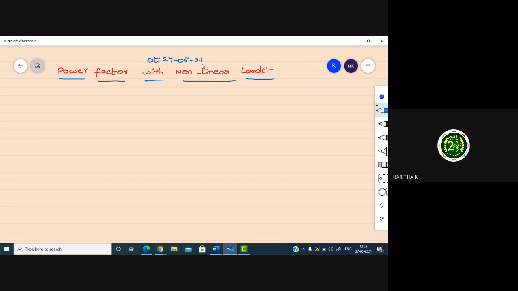So first of all, what is the difference between the linear load and non-linear load? And particularly these non-linear loads have low power factor. We have to improve the power factor. If you operate a system with a low power factor, it will consume more energy. So you have to improve the power factor.